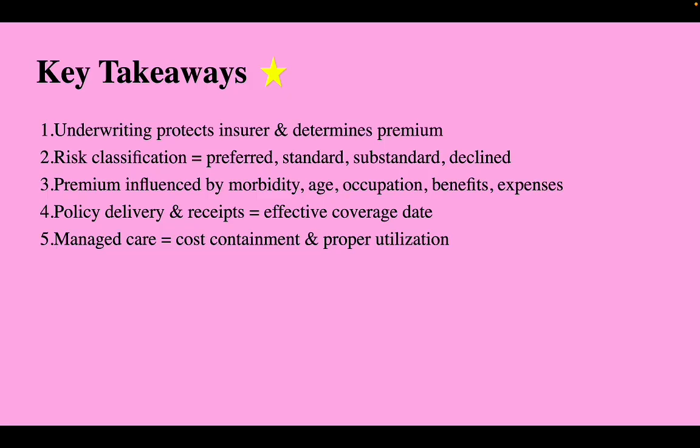Key takeaways. Underwriting protects the insurer and determines the premium based on risk. Risk classification categories include preferred, standard, substandard, and declined. Premiums are influenced by morbidity, age, occupation, benefits, and expenses. Policy delivery and receipts establish the effective date of coverage. Managed care features help control costs and ensure proper utilization of services. Understanding these concepts is essential for both exam preparation and practical application in health insurance.